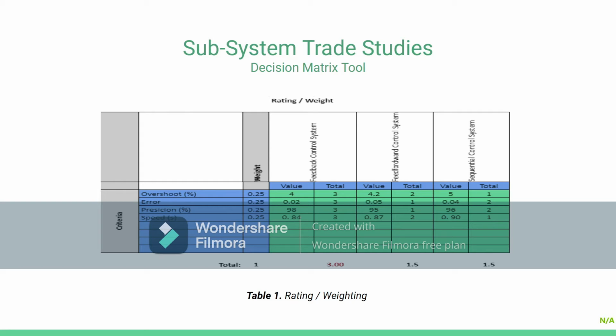After applying our system trade study decision matrix tool, which is the rating and weighting, I divided each part equally on weight, and the best fit for our project, the best one to conclude with, is the feedback control system.